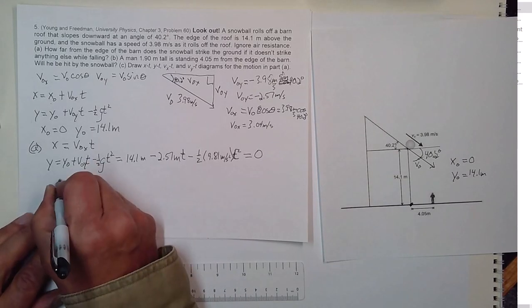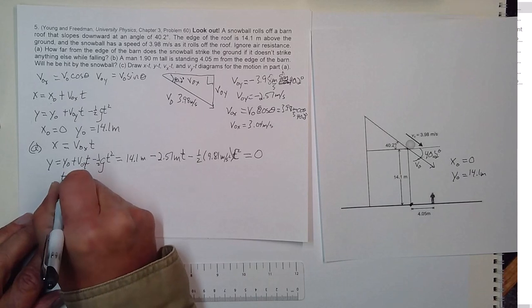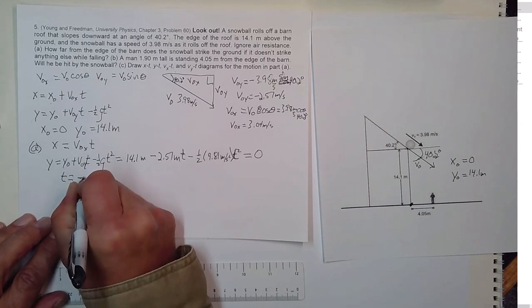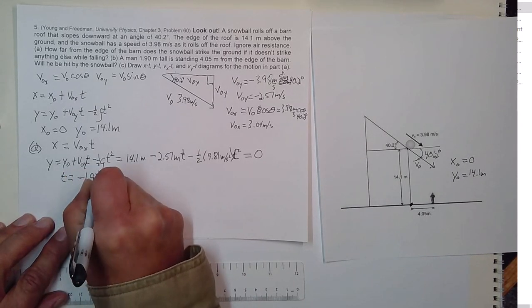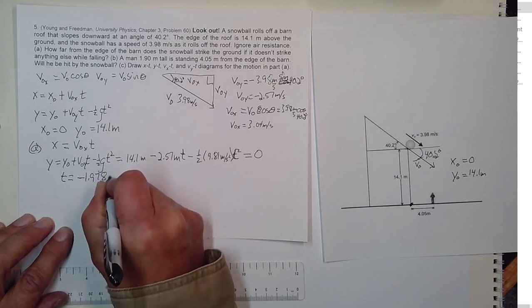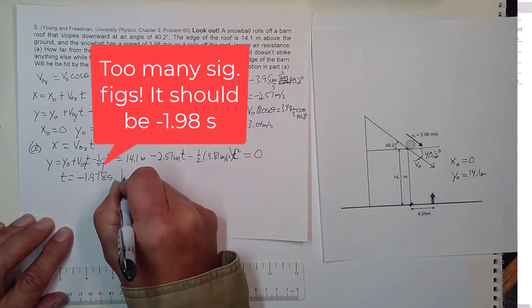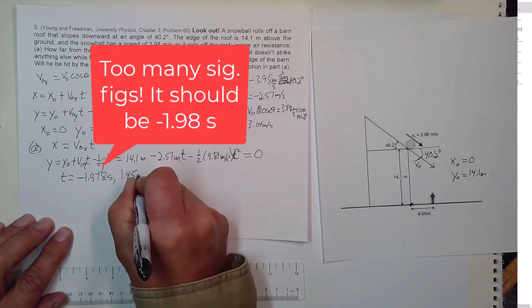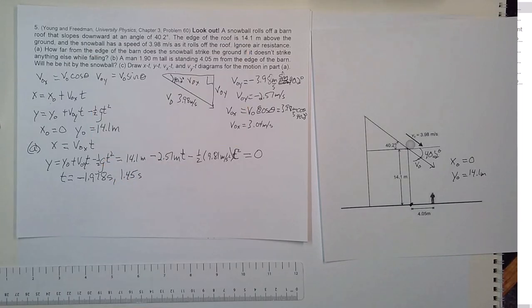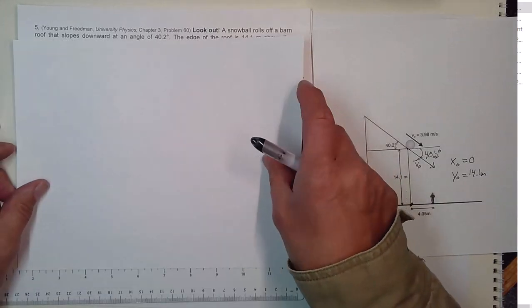When I do that, I get two solutions to this. I get t equals minus 1.978 seconds, or t is equal to 1.45 seconds. Okay. Negative answer? Not in this case, but let me make a quick sketch and show you where that comes from.